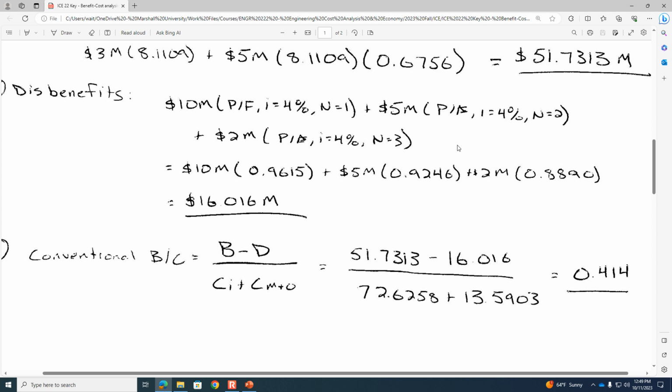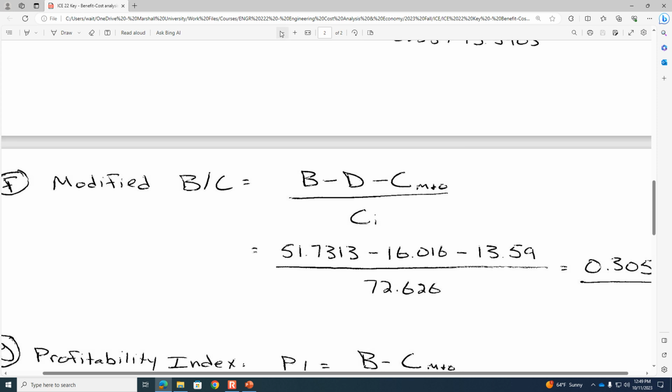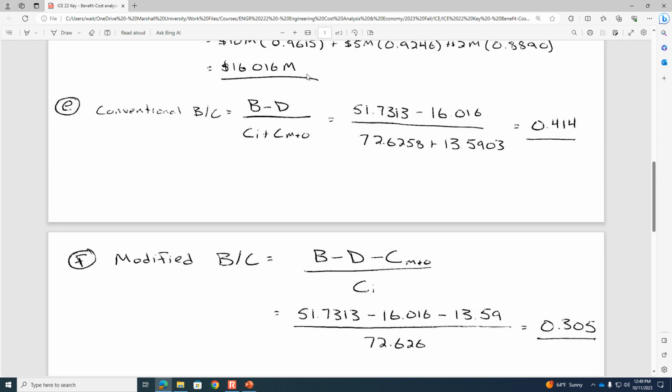And then when we look at it from the modified B to C ratio, the ratio is even lower. 0.305 is the modified B to C. So this project is thumbs down. We should not undertake it.